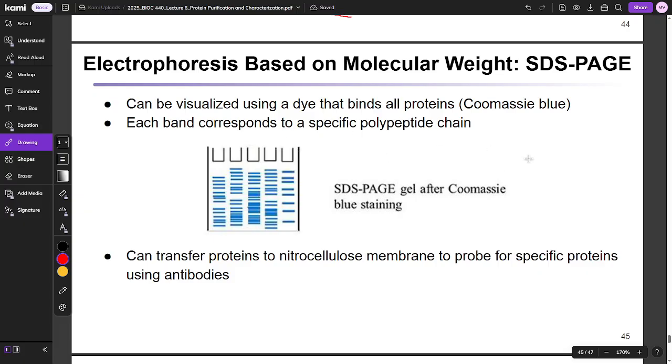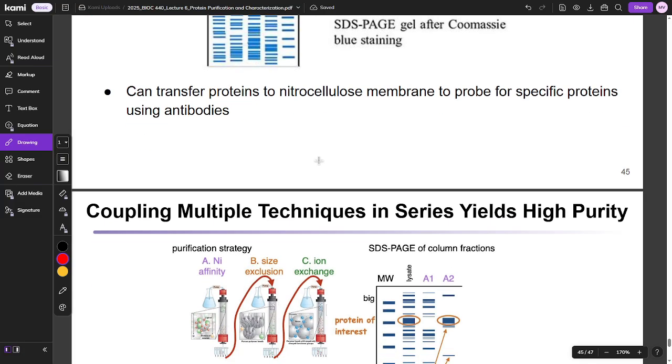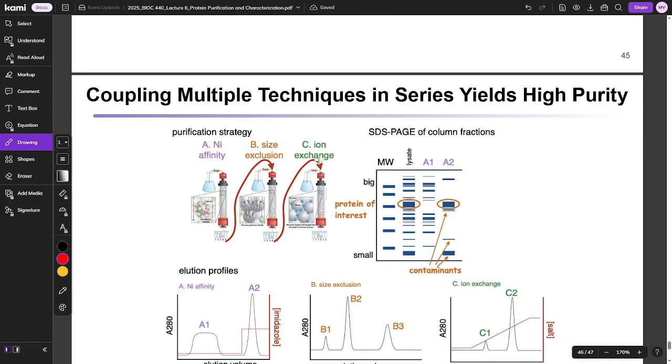Coomassie staining, you do this in 426 again. I wouldn't be too bothered about this, really, not for this class. You basically use it to actually see what you're looking at. I wouldn't be too worried about this.